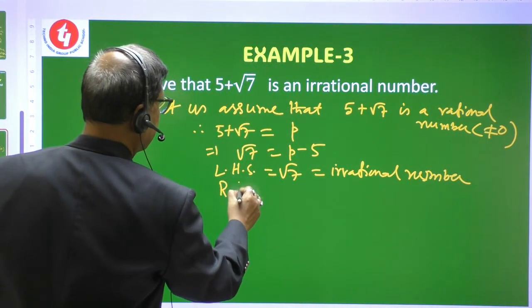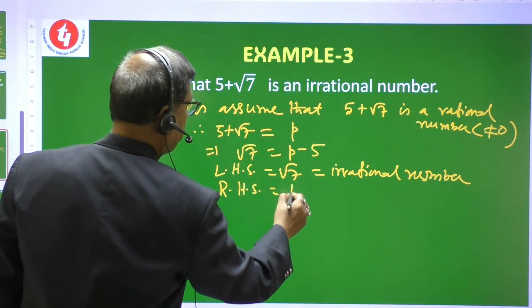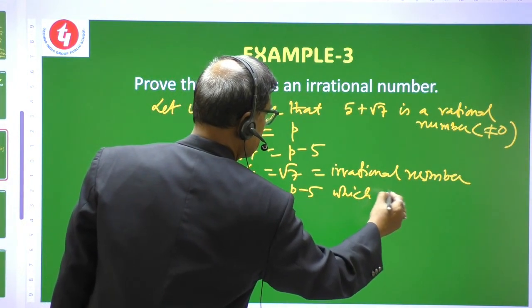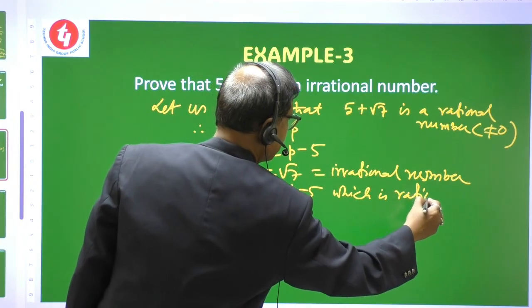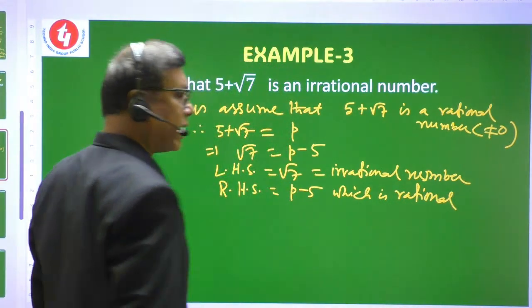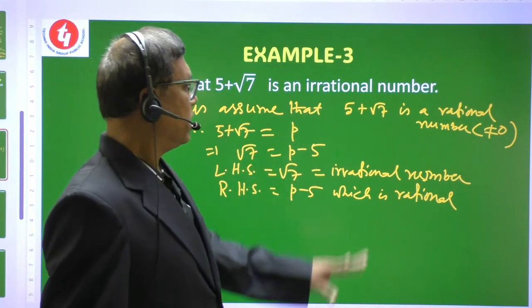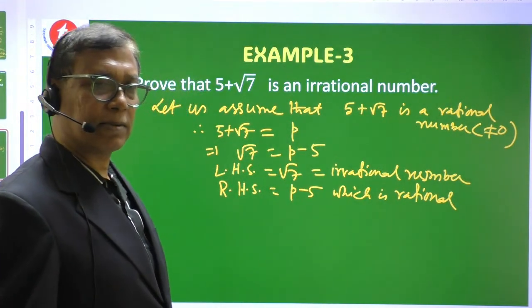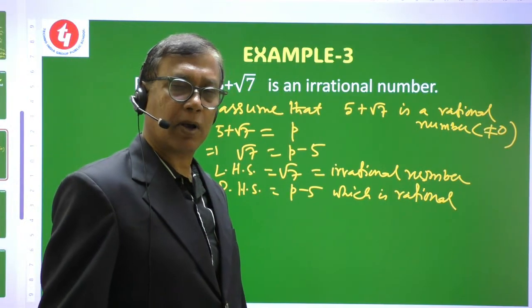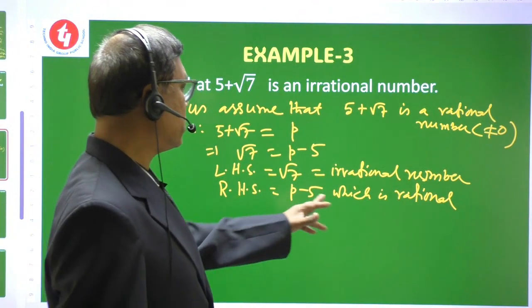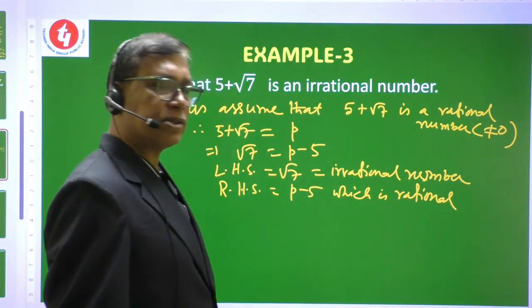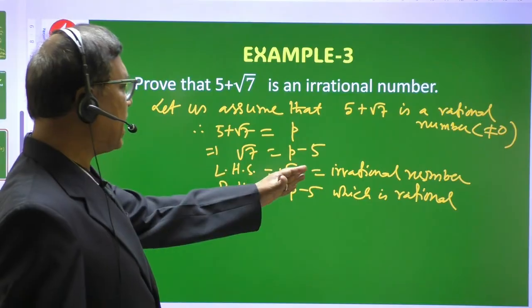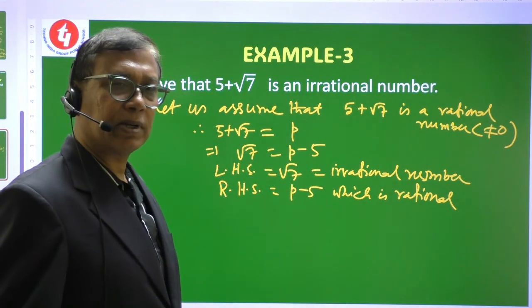Whereas the right hand side, p minus 5, is rational. Why rational? Because p is rational according to our assumption, and 5 we already know is a rational number, and the difference between two rational numbers is obviously a rational number. So the right hand side is a rational number. So that implies irrational number equals rational number. Impossible.